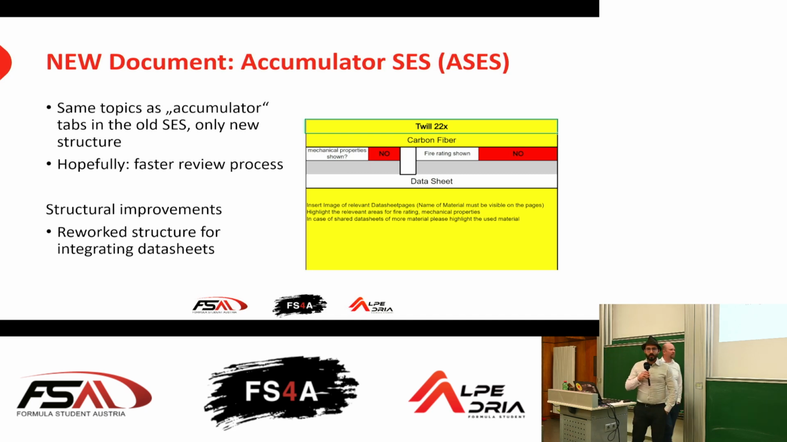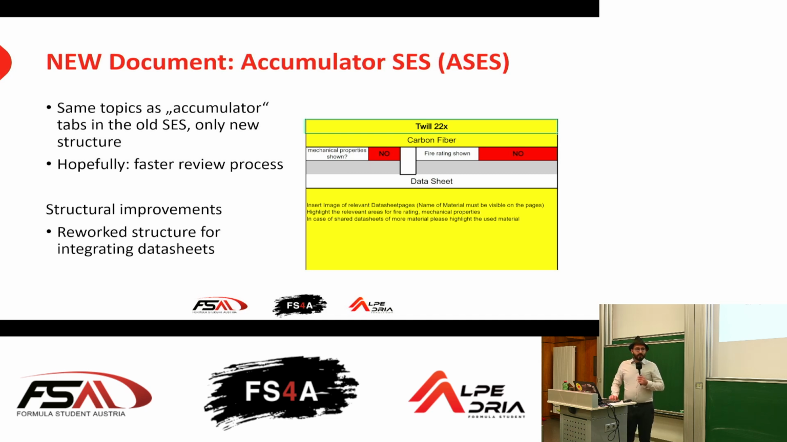We have now outsourced the accumulator. As already mentioned, we have now removed the accumulator part from the SCS. It is now a distinctive document. It's called the accumulator SCS or ASCS. Basically, it is the same as before. It covers the same topics as it did when it was still part of the big SCS. It's just a new structure.